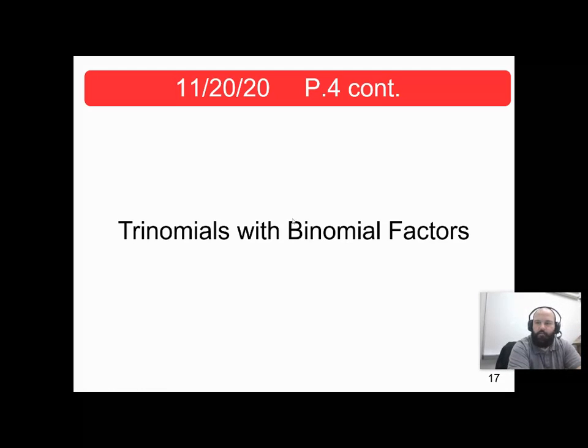So today we're going to continue our discussion in the prerequisite chapter 4, and this section still is going to be dealing with factoring. And specifically, we're going to talk about factoring trinomials with binomial factors. So if you remember back to some of the factoring that you did last year, this is probably some of the more basic stuff that you did.